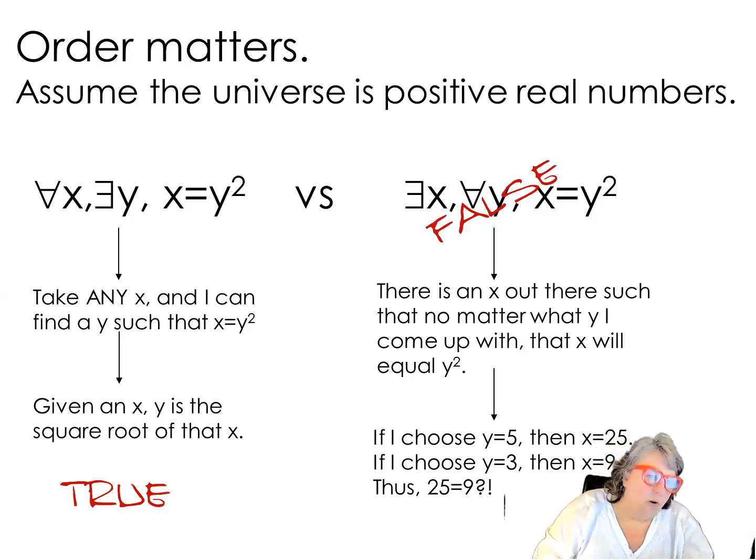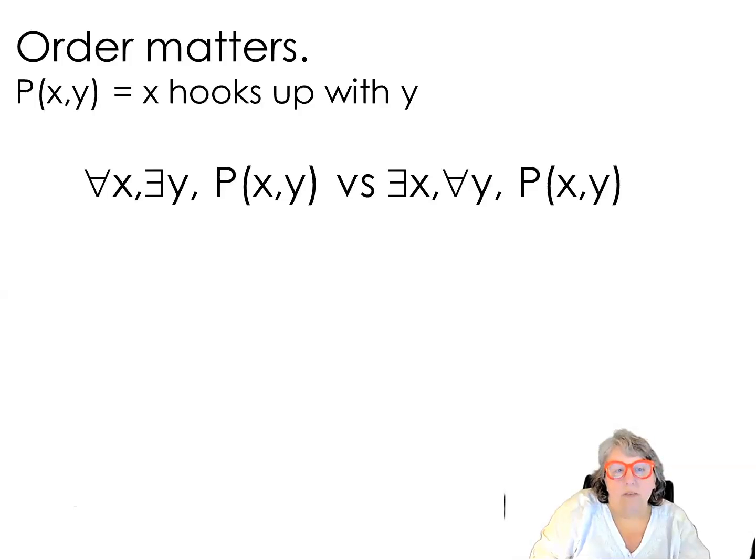Let me leave you with one more example and let you contemplate the difference between there exists for all and for all there exists. Suppose P of x,y is the predicate that X hooks up with Y. What is the difference between for all X, there exists Y, P of x,y, versus there exists X, such that for all Y, P of x,y? What is the difference between these two statements? And I'll leave that with you to think about. And that's a good place to stop.